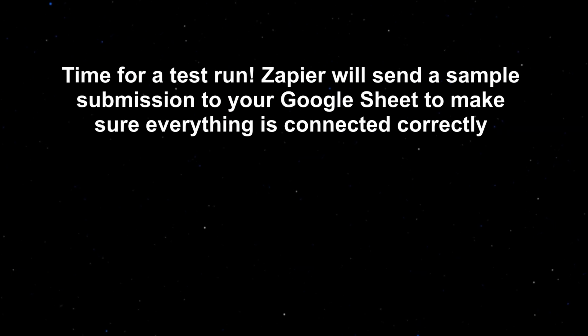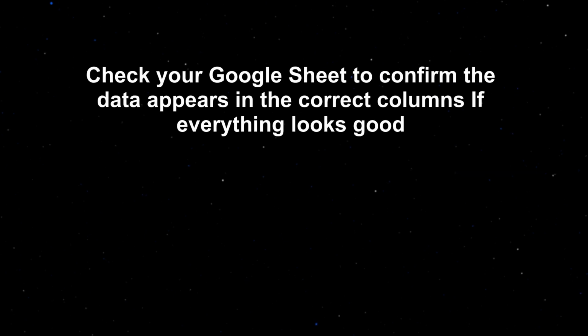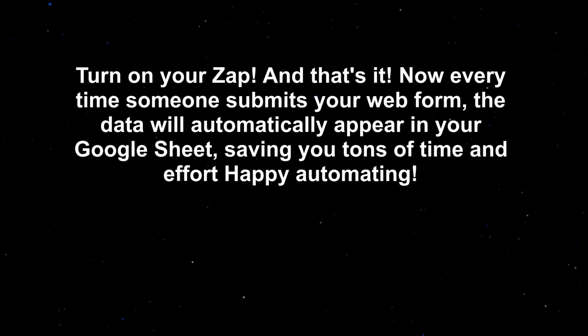Time for a test run. Zapier will send a sample submission to your Google Sheet to make sure everything is connected correctly. Check your Google Sheet to confirm the data appears in the correct columns. If everything looks good, turn on your Zap, and that's it.